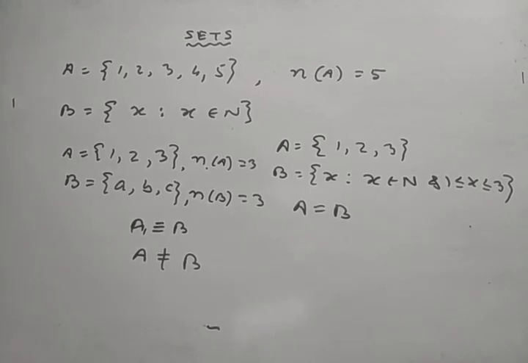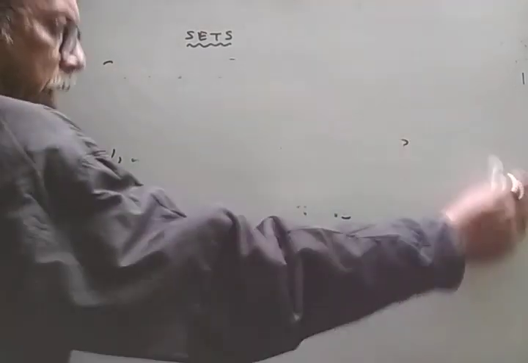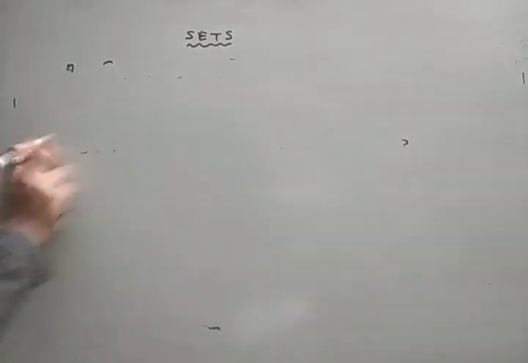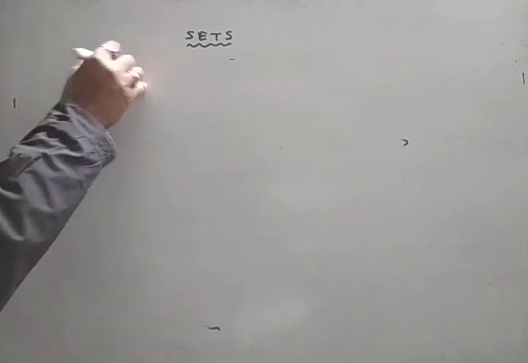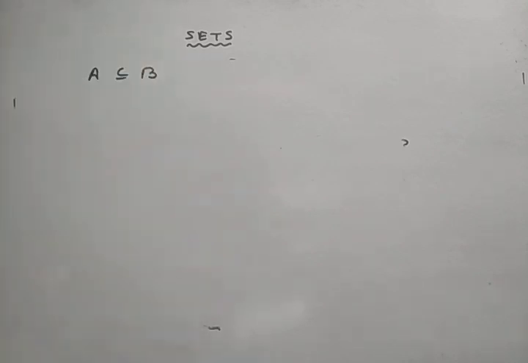A is a subset of B if every element in A is in B. Hence A is a subset of A itself.